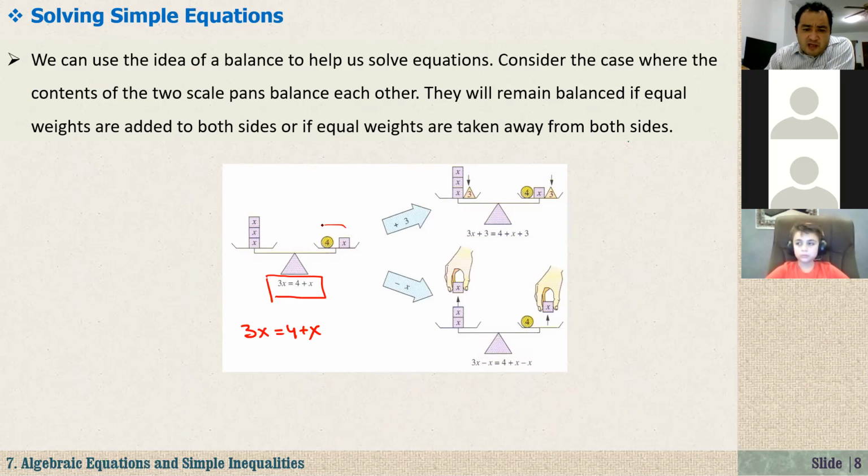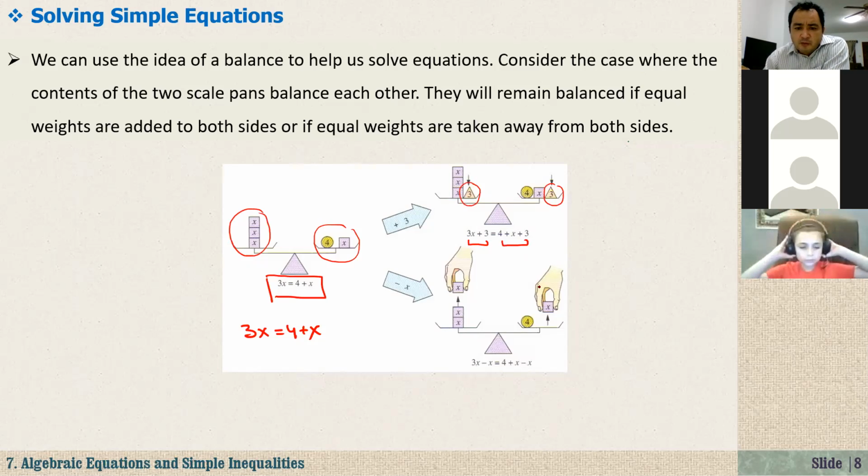So here, 3x equals 4 plus x. On the right-hand side, we have 4 and x. On the left-hand side, we have 3 x's, like 3 blocks. The weight of each block is x, maybe kg or grams. Now I'm putting the same weight on both plates, here 3 and here 3. That means adding 3 to both sides of the equation. Or I can remove x from both sides.